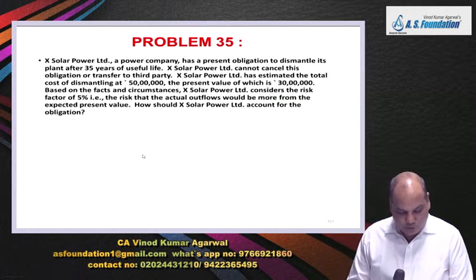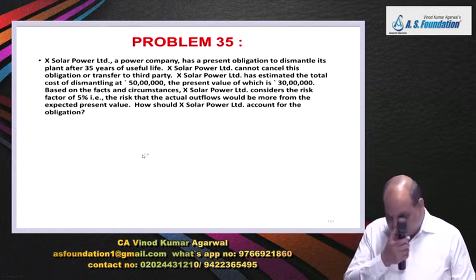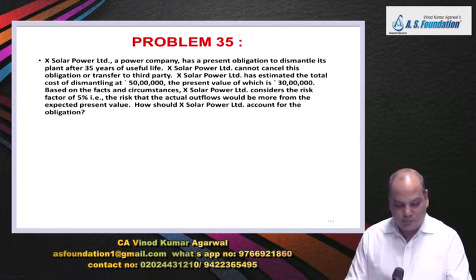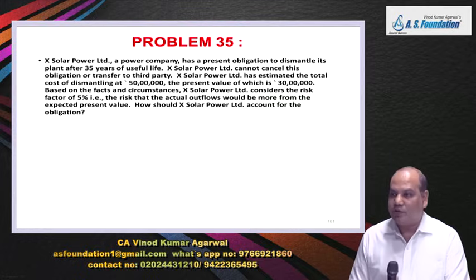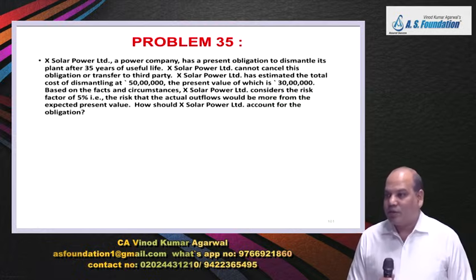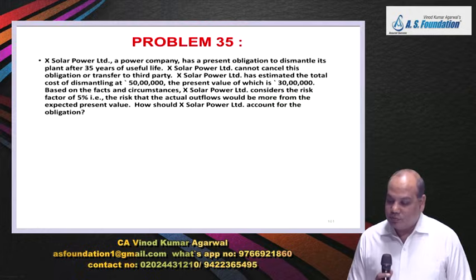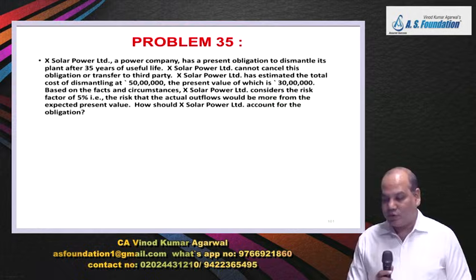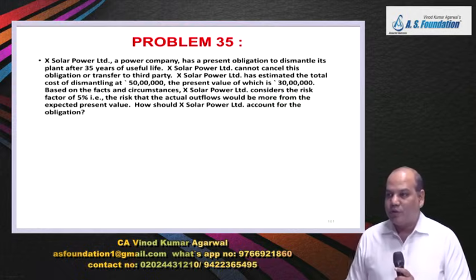Now check for this question. X Solar Power. A power company has a present obligation to dismantle its plant after 35 years of useful life. So this question is connected to IAS 16 also. X Solar Power Limited cannot cancel this obligation or transfer it to a third party.